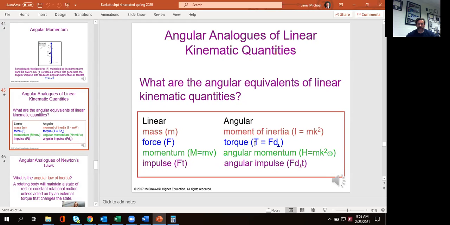Instead of force, we're looking at torque, which is literally just the force that's being produced multiplied by the distance from the axis. We have angular momentum instead of linear momentum, and our impulse instead of force over time. Now we're talking about effectively force times the distance from the axis multiplied by time. So torque multiplied by time.